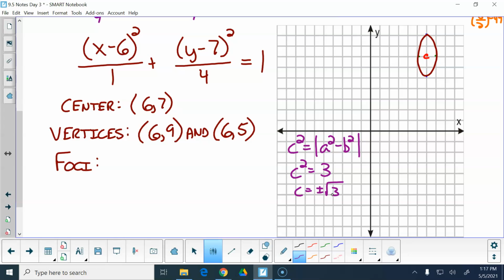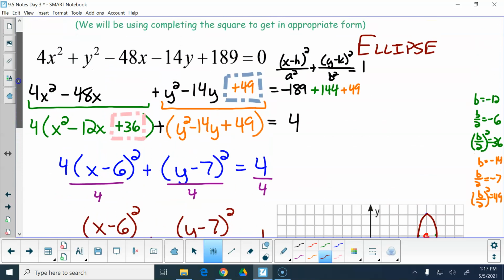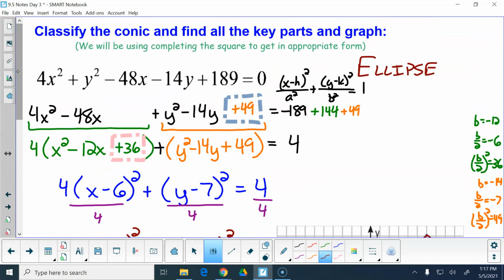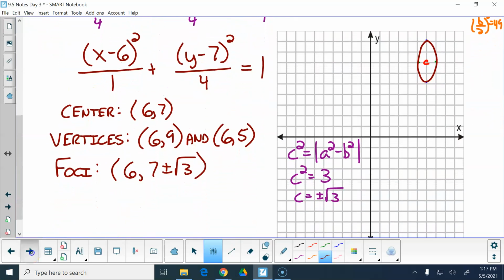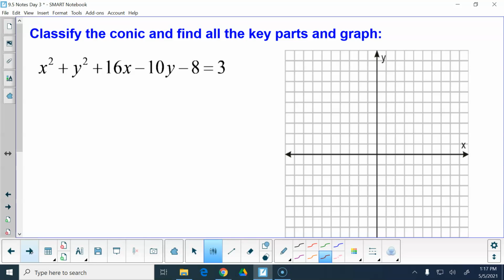Because my major axis is vertical, I add square root of 3 to which part of my center? The y part. And there's everything that I need from a regular old-fashioned equation, XY equation. Okay? All right. Try another one.